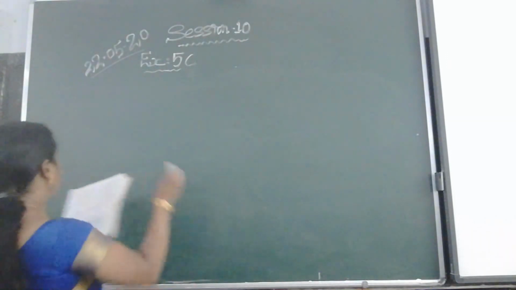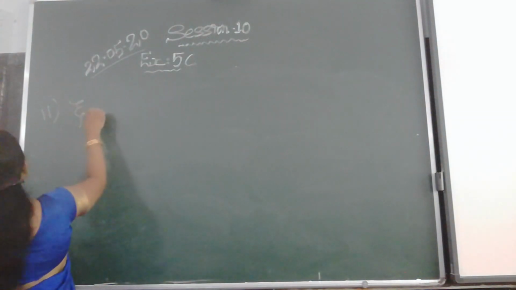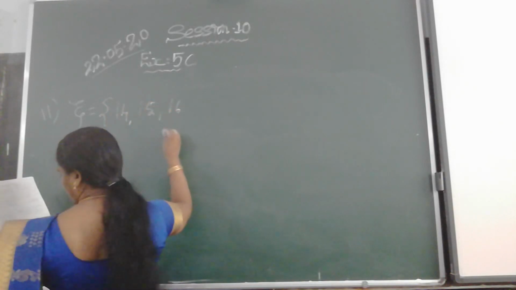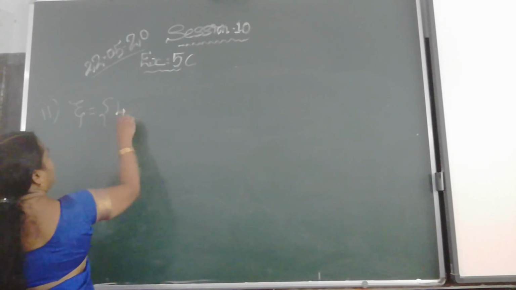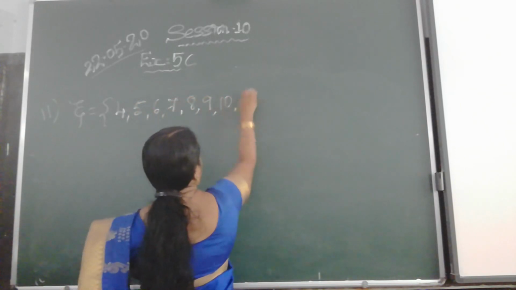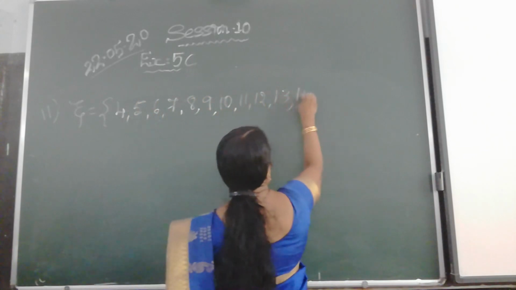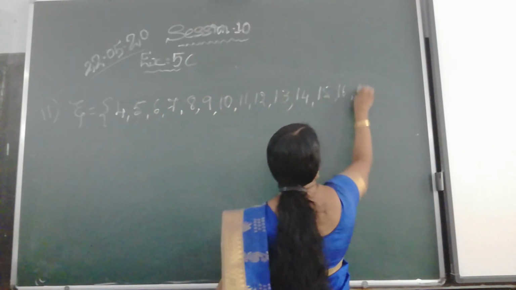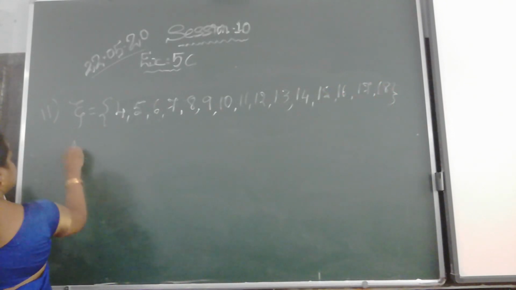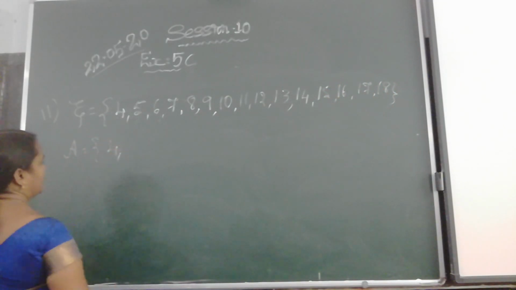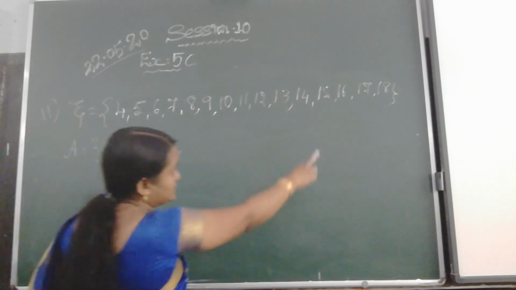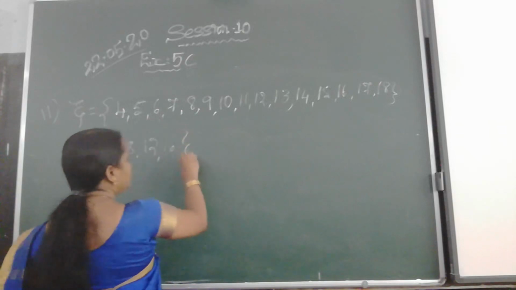Clear? So first the universal set. The universal set is given as 4 to 18. Sorry, 4 to 18: 4, 5, 6, 7, 8, 9, 10, 11, 12, 13, 14, 15, 16, 17 and 18. Okay. And A is given as multiples of 2, so we have to start from 4. 20 we won't take because up to 18 only it is there. So we have to write up to 16 only.